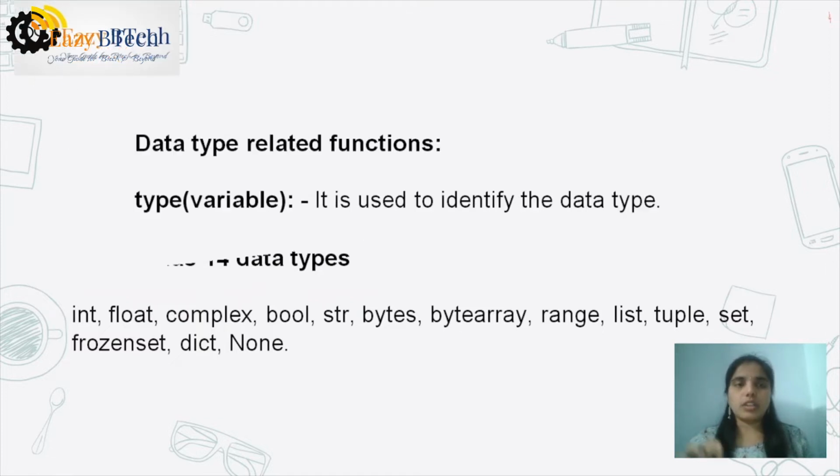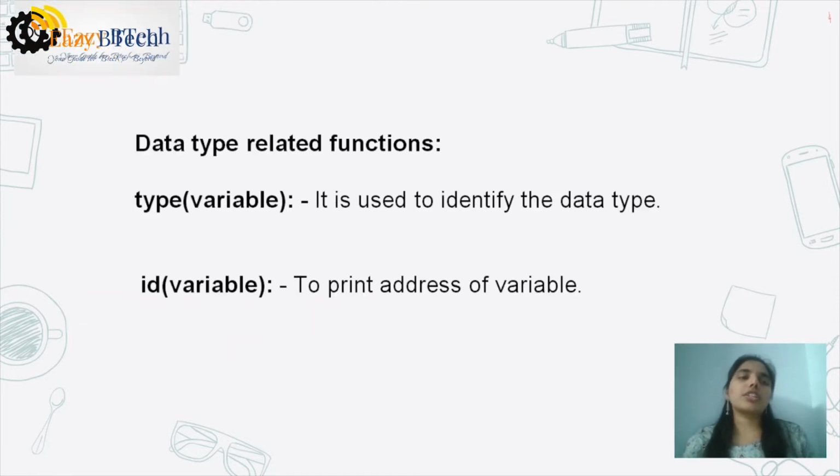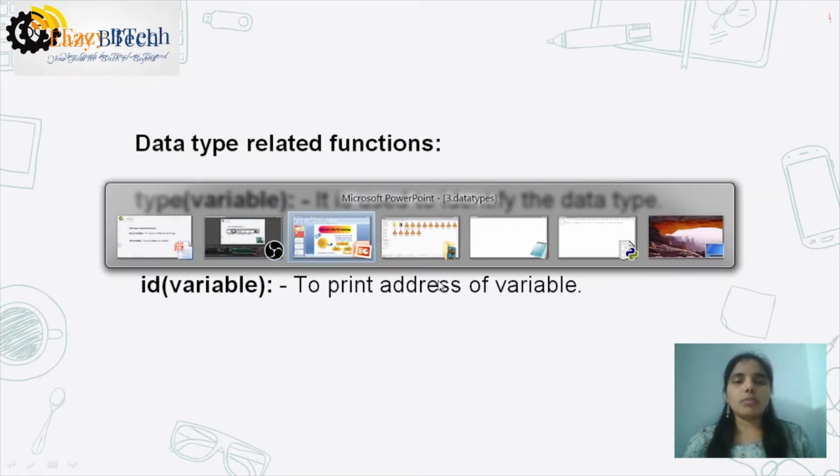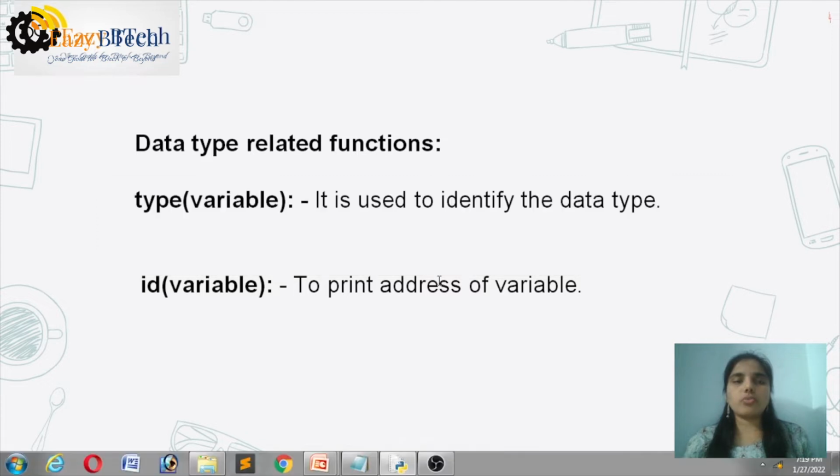Now, data type related functions. There are two predefined functions available in the data types concept. Type of variable is used to identify the data type. ID of variable prints the address of the variable. Type of variable, ID of variable. Let's see examples of these.